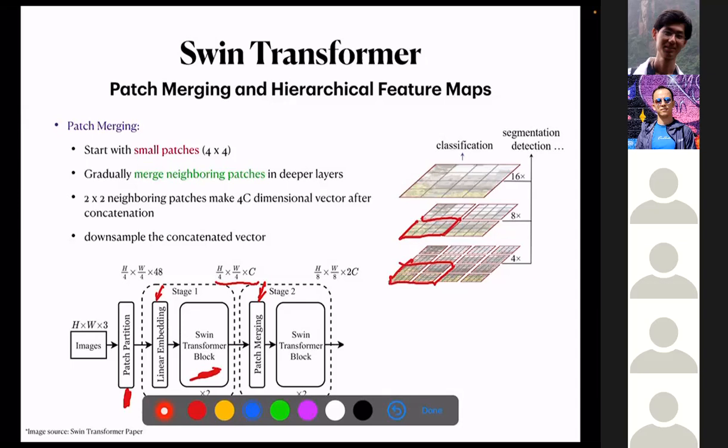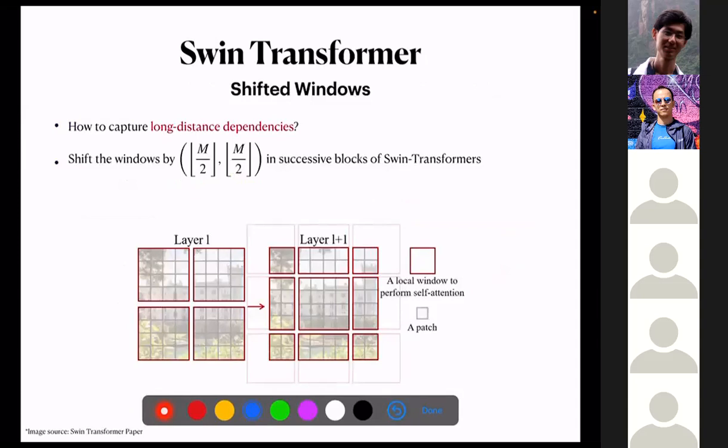So, but there is one problem. We lost the long distance dependencies between pixels and patches, even if we do that patch merging. And therefore, they introduced another technique called shifted windows. In the consecutive transformer blocks, they shift the grid for windows, that red grid. So you can see on the illustration, we have these windows, and this window is moved slightly, or M by two in terms of coordinates. That effectively captures the inter-window relationships in consecutive transformer blocks.